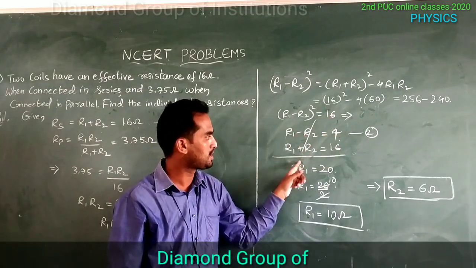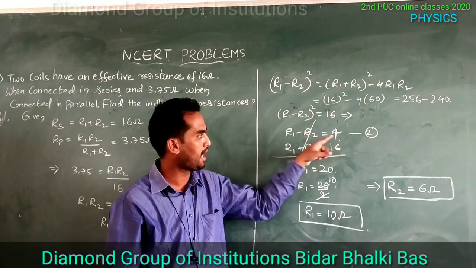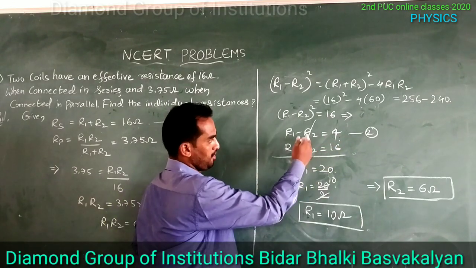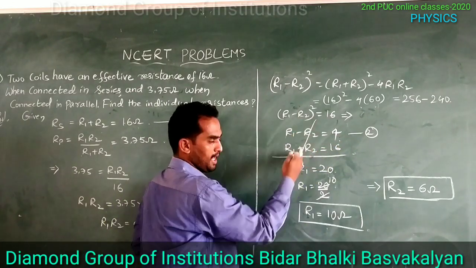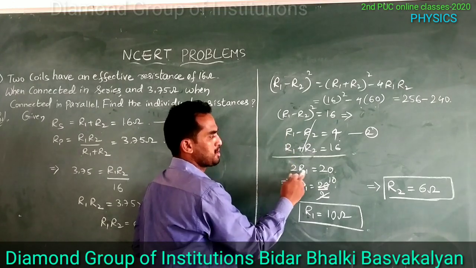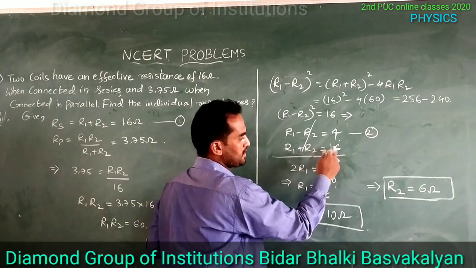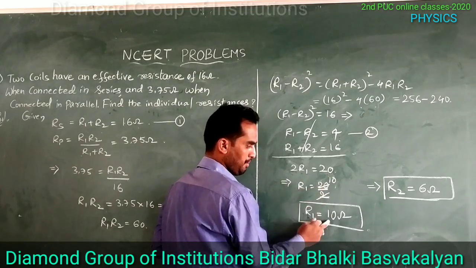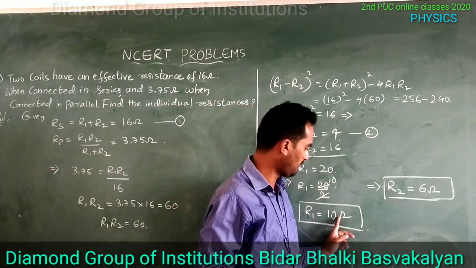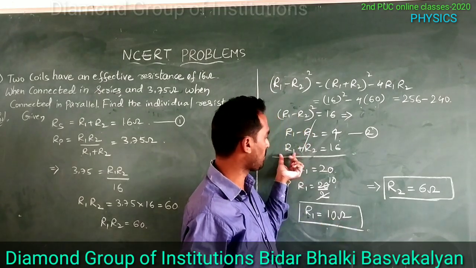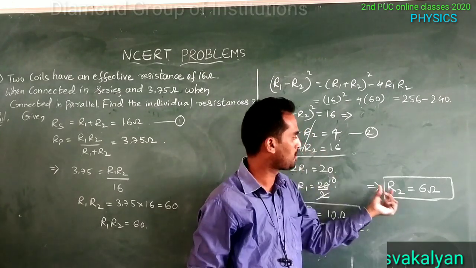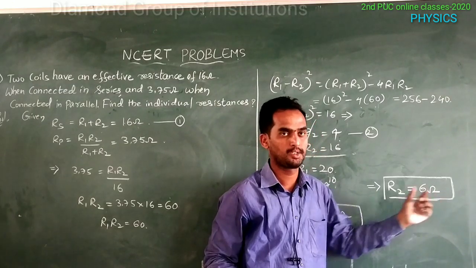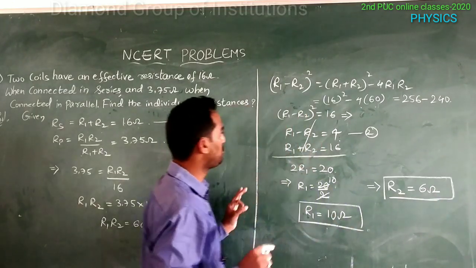So if you do the simplification, that is equation number 1 and equation number 2, minus R2 plus R2 will get cancelled. R1 plus R1 becomes 2R1. 4 plus 16 becomes 20. So R1 becomes 20 by 2. It becomes 10 ohm. Then if you substitute the value of R1 here, we get the R2 value as 6 ohm. So this is the most important problem.